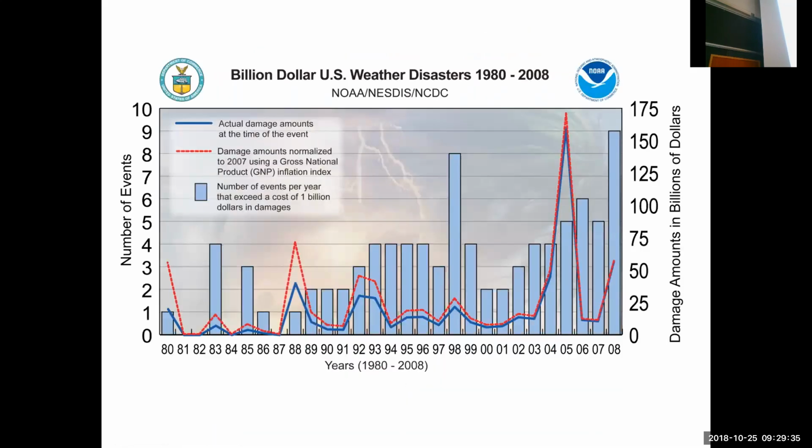But if we look at the actual dollar value of these weather extremes, then we see trends like this. On the x-axis is time from 1980 to 2008. So that's a 28-year period. On the y-axis on the left-hand side is the number of events each year, shown in the blue bars. And then on the y-axis on the right-hand side is the damage in billions of dollars.